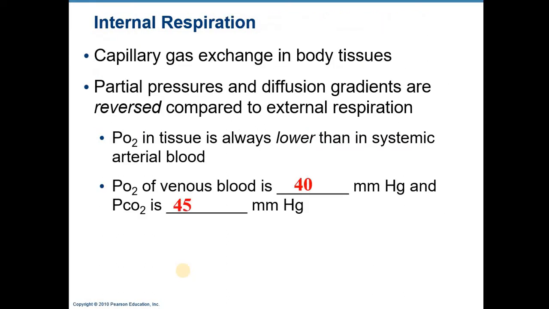Capillary gas exchange in the body tissues. Remember, the capillary is the location where the gas exchange is taking place. The partial pressures and diffusion gradients are reversed compared to external respiration. The O2 in tissue is lower than in the systemic blood, so that's going to force oxygen to go from high concentration, the systemic blood, to low concentration, the tissues. The partial pressure is different there to force oxygen from the blood into the tissues and then force carbon dioxide from the tissues back into the blood so it can head back towards the right atrium.